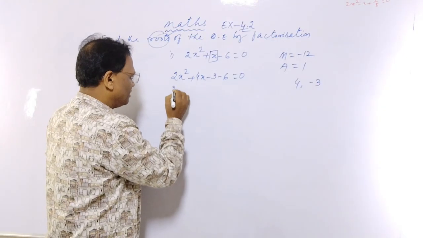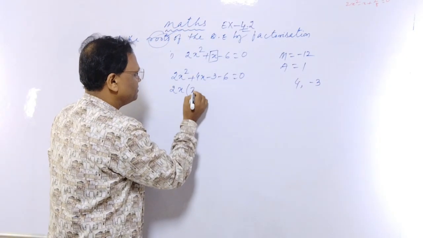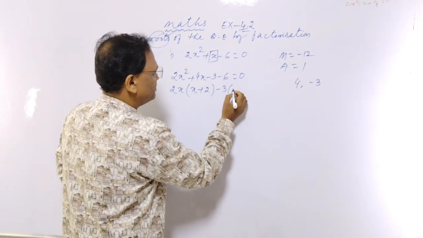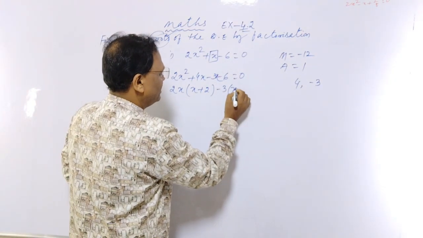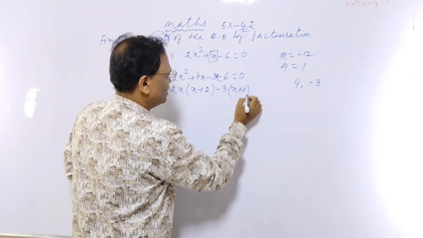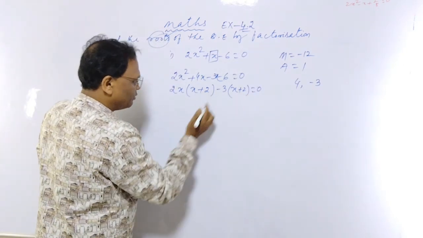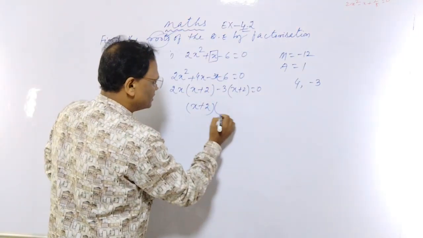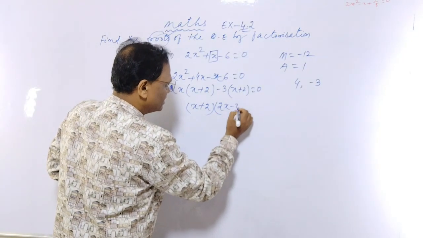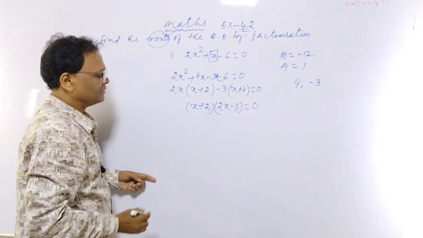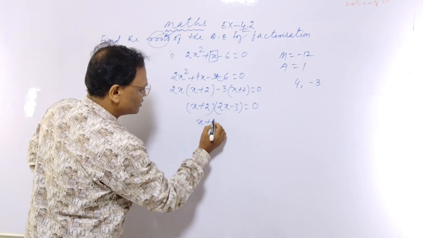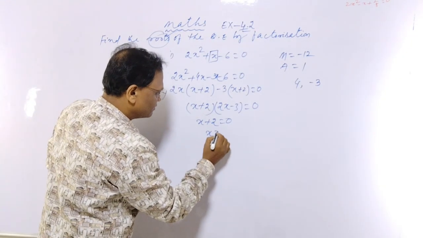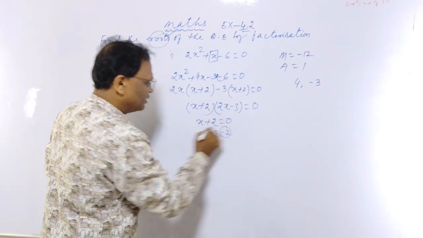And if I take out the common, 2x, x plus 2, and minus 3, if I take out the common, 3, x plus 2 equals to 0. Now these two are common, so x plus 2, 2x minus 3 equals to 0. Now each factor is equal to 0. x plus 2 I'll take 0, and x is equal to minus 2. I got the first root.